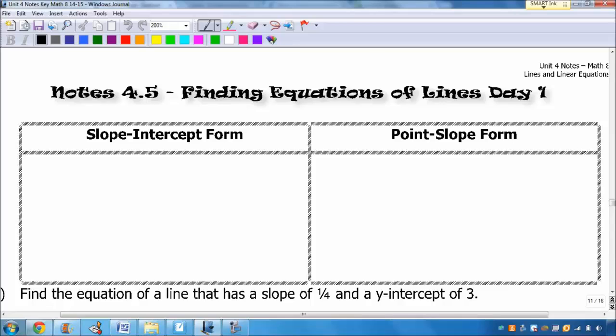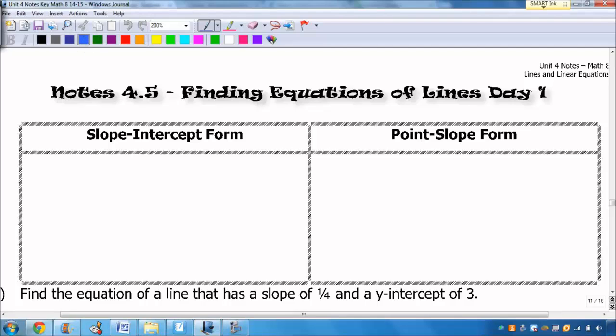All right, notes 4.5 are on finding equations of lines. This is the first day of 2 days worth of notes that we'll be doing for this unit and for this topic. So the first thing we need to do is write out what the slope-intercept form is. And this is something you guys already know.